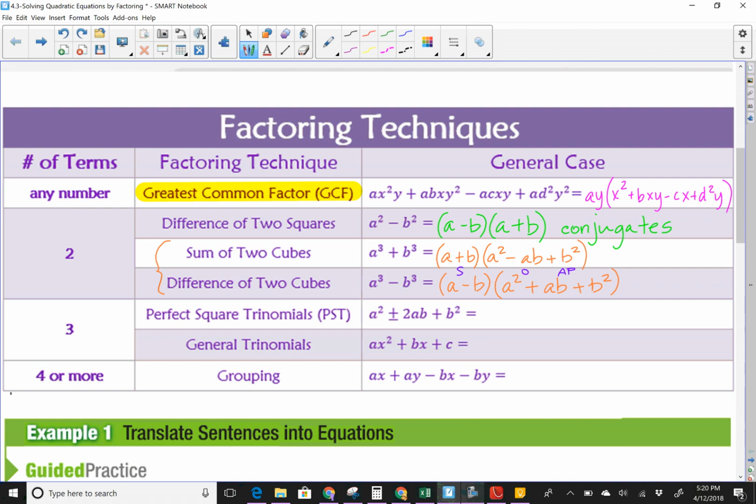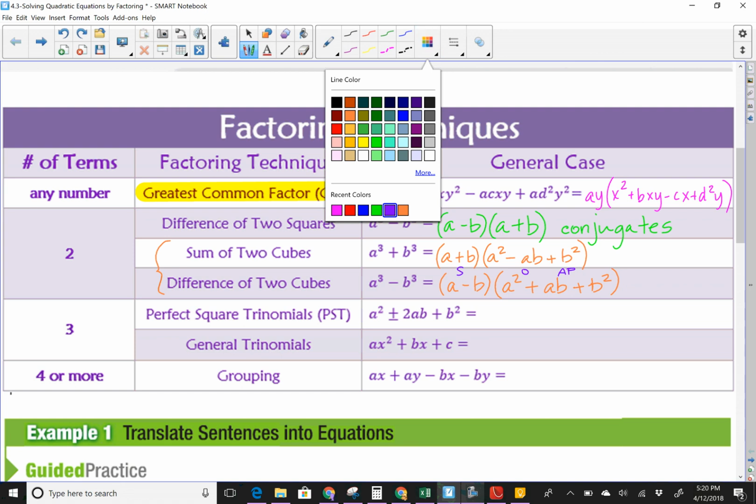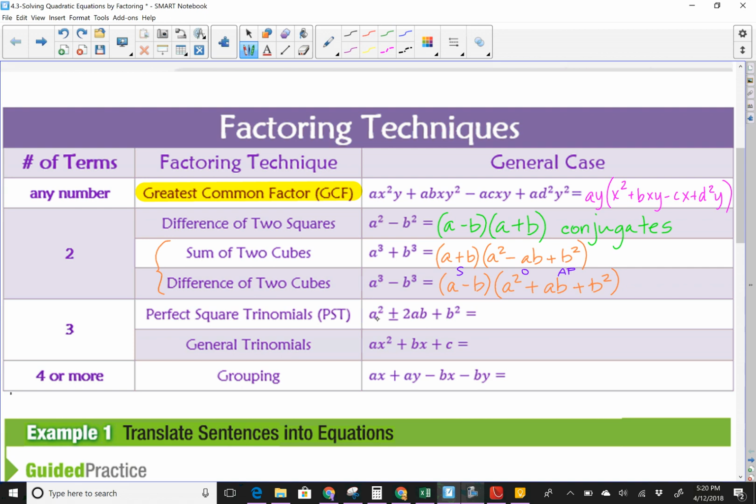All right, then we have perfect square trinomials. Perfect square trinomials, a squared plus 2ab plus b squared. And what's going to make the difference is that you recognize that it's two perfect squares, and that always becomes a plus or minus b squared. If it's plus over here, it's plus over there. Minus over here, minus over there.